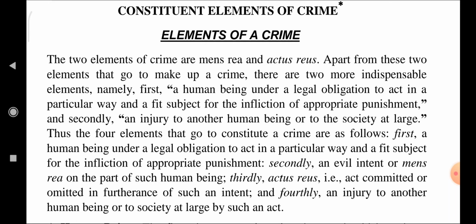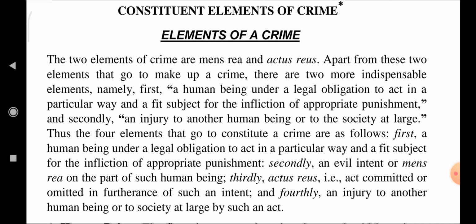Apart from these two elements that go to make up a crime, there are two more indispensable elements, namely, first, a human being. There is a requirement of a human being for committing a crime, of course. A human being under a legal obligation to act in a particular way and fit to be subject to infliction of appropriate punishment. And secondly, an injury to another human being by the first human being's act. Injury caused by death, harm, grievous hurt, etc., to a human being and or to the society at large.